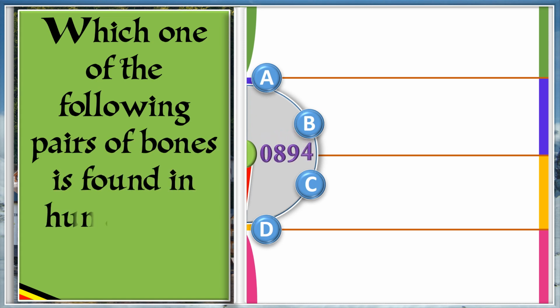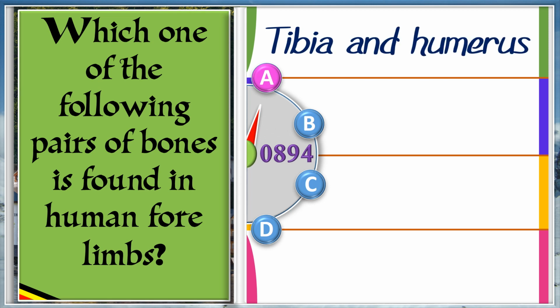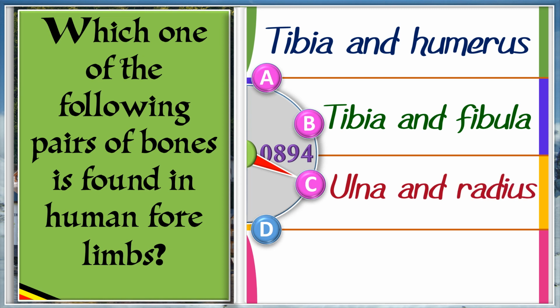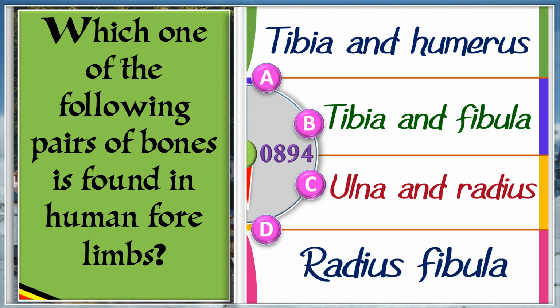Which one of the following pairs of bones is found in the human forelimb? A. Tibia and humerus. B. Tibia and fibula. C. Ulna and radius. D. Radius and fibula. And the answer is C. Ulna and radius.